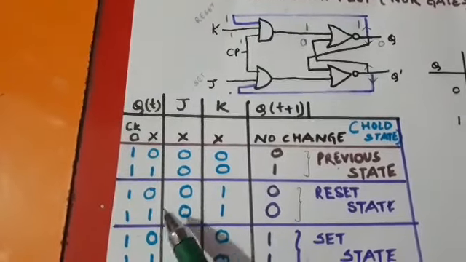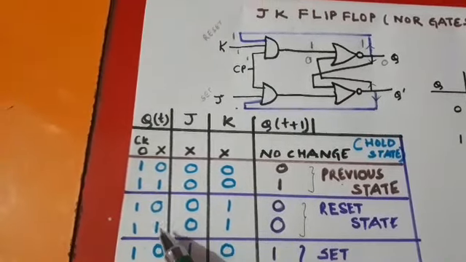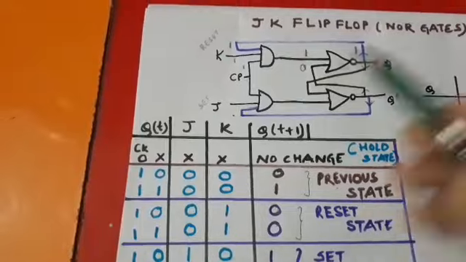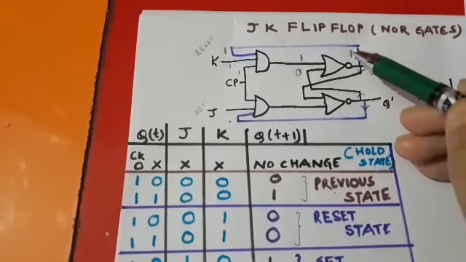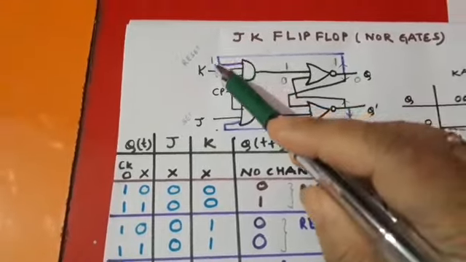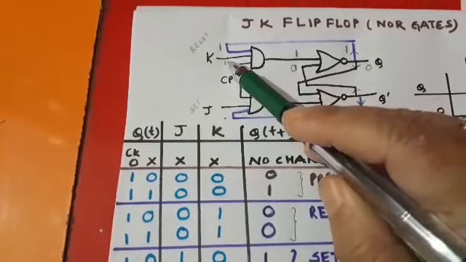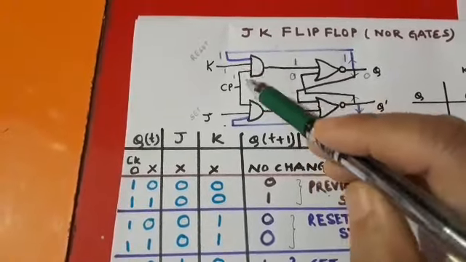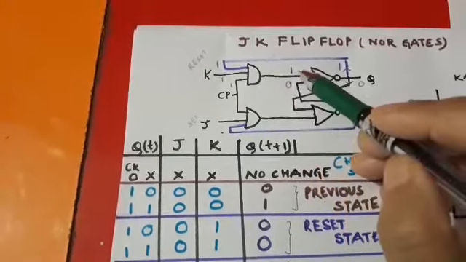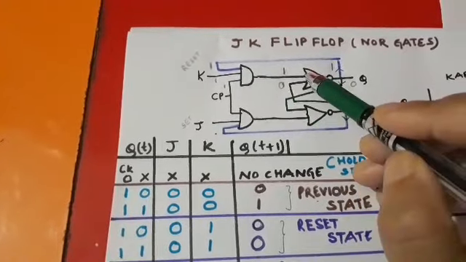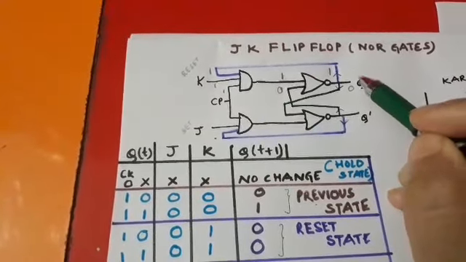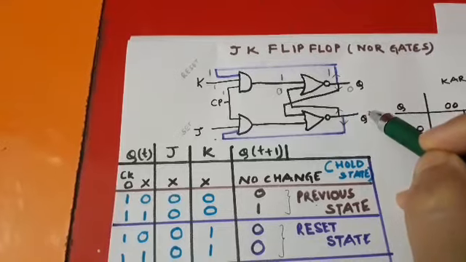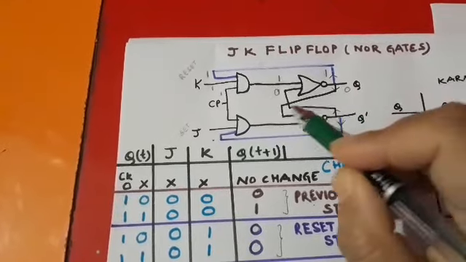Next is this value. So here we are assuming Q previous to be 1. So quickly I'll write Q previous is 1. I've written here 1. K is also 1 and CP. So all 1. So if all are 1, then we get 1. So here we are getting 1. We had assumed Q previous to be 1. So at that time Q prime will be 0. So from this line we are getting 0.